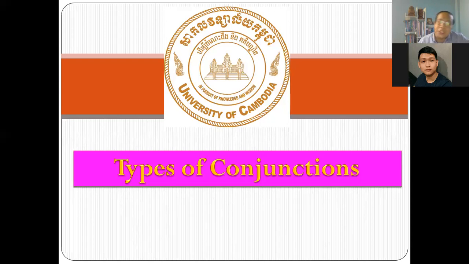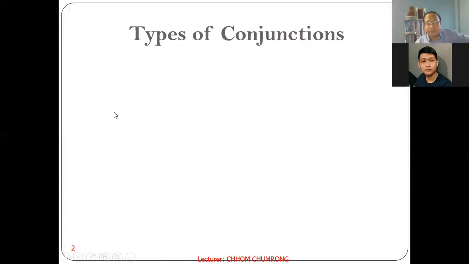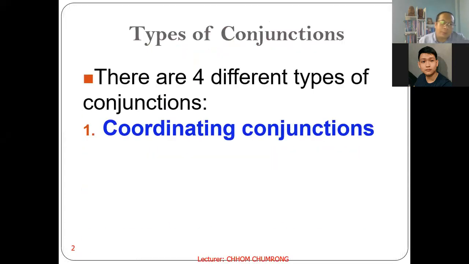So in English, there are four types of conjunctions. What are they? Okay, there are four types, everybody. We have coordinating conjunctions. What are the words that we call coordinating conjunctions? Like FANBOYS. Yeah, we have FANBOYS, right? So it's easy for you.